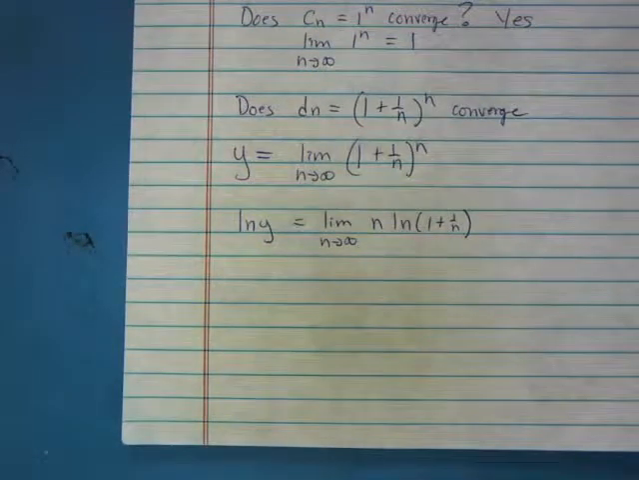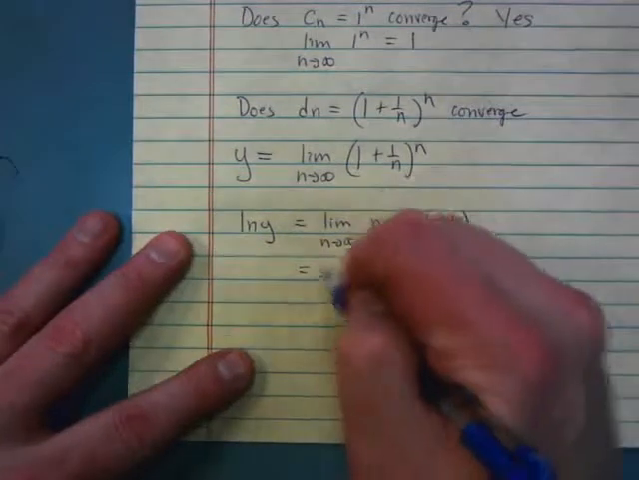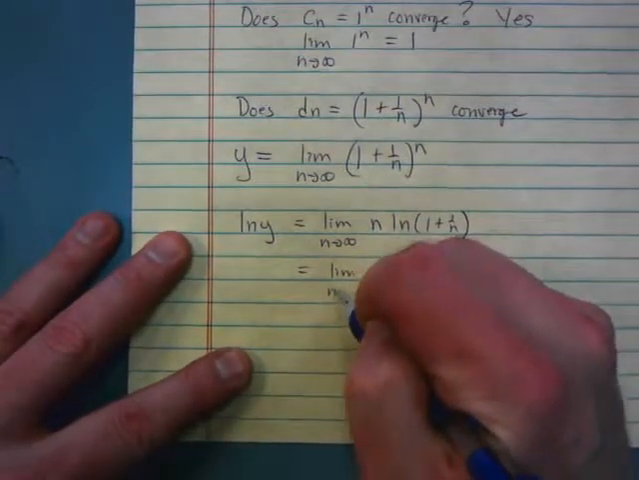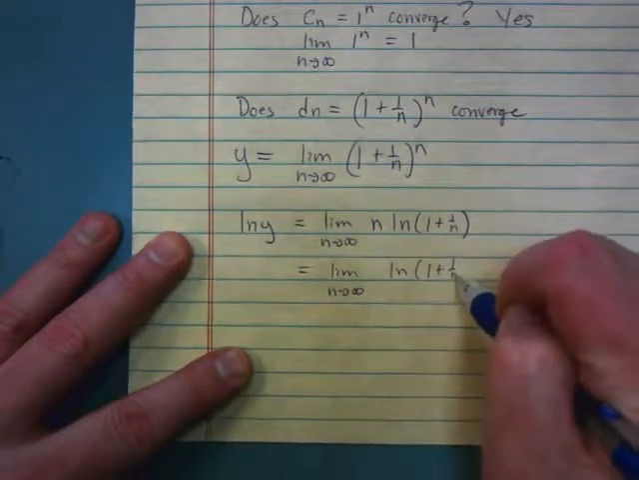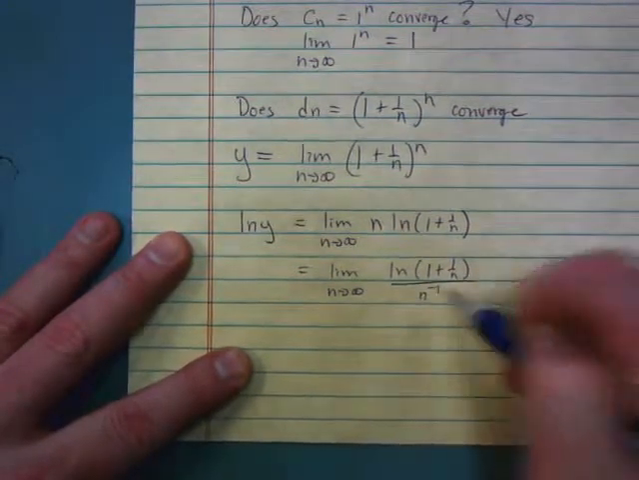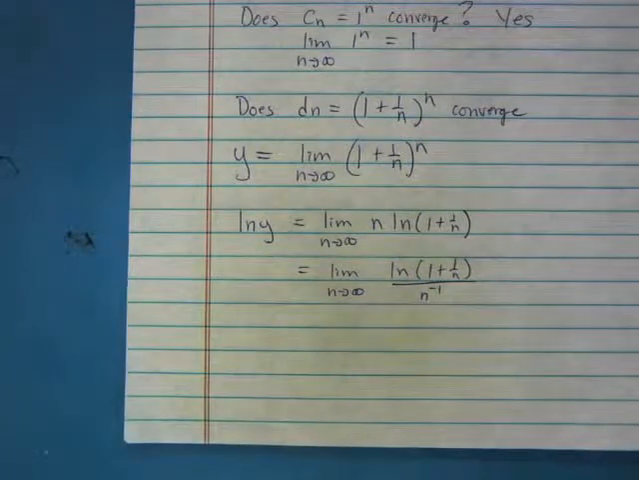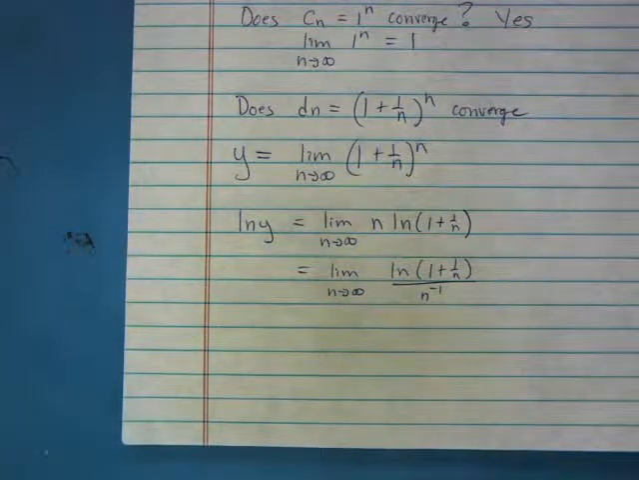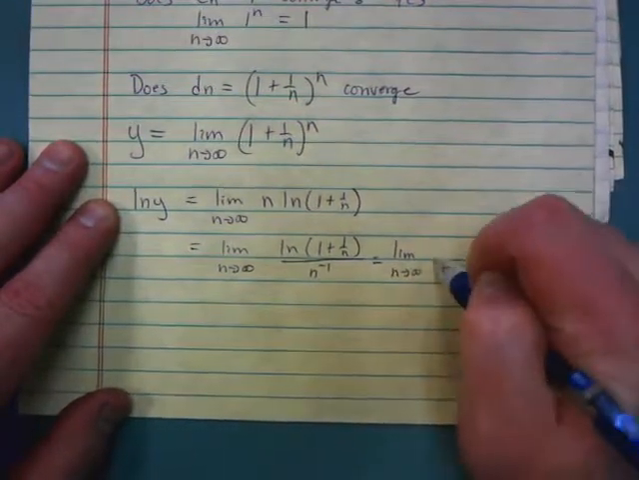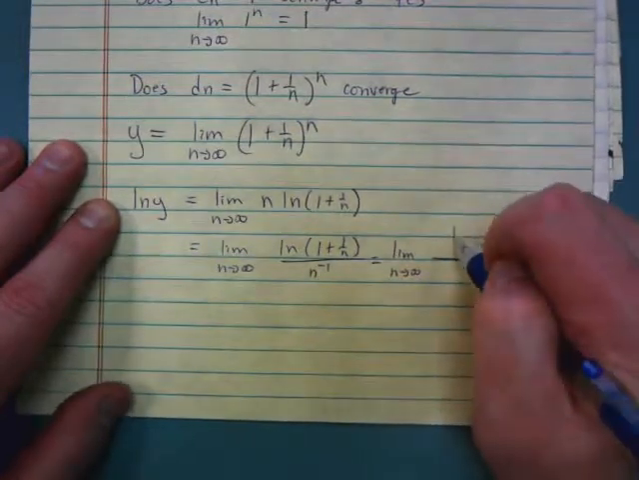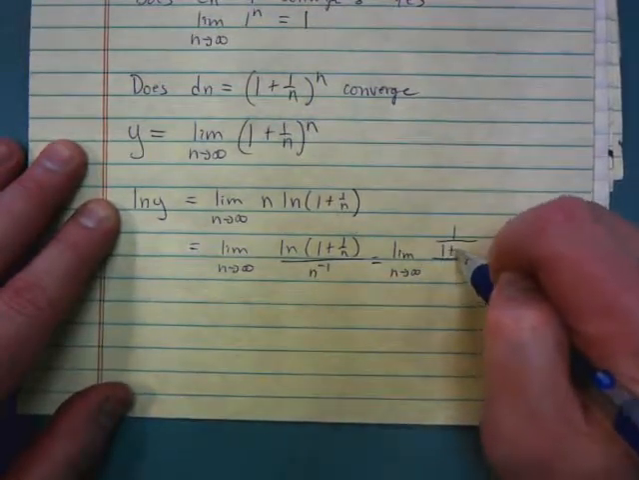What did we do when we had infinity times 0? Put one of them on the bottom. Which one's easier to move? The n. So we wrote this as the limit as n goes to infinity of ln(1 plus 1 over n) divided by n to the negative 1. And then we're in the form 0 over 0. So then we can go visit L'Hopital. That's the limit as n goes to infinity of 1 over 1 plus 1 over n.